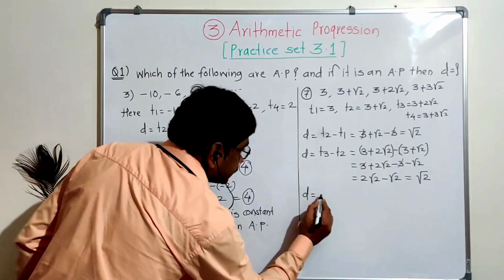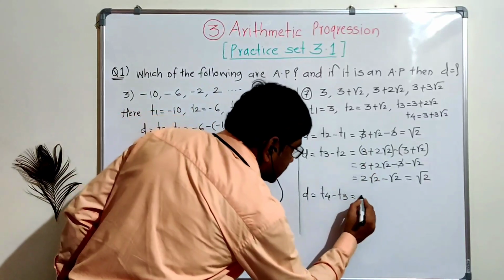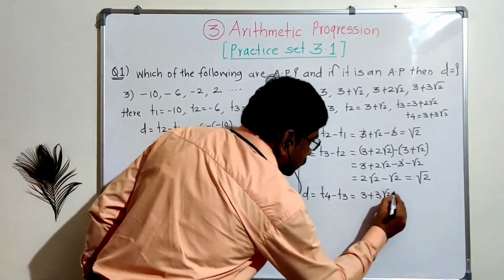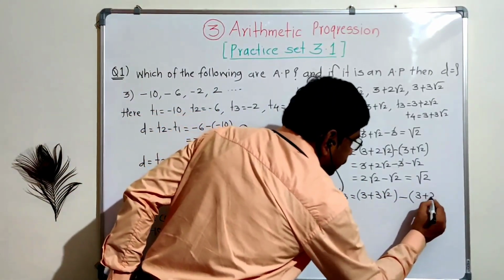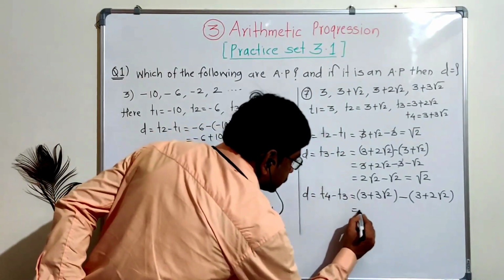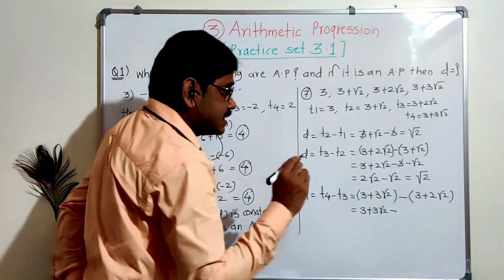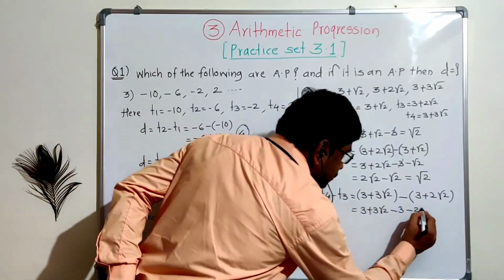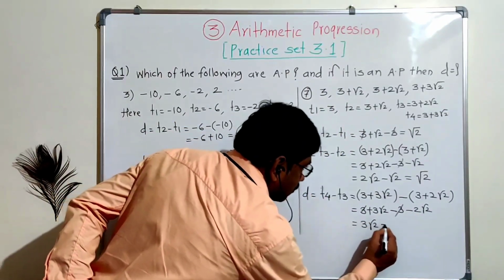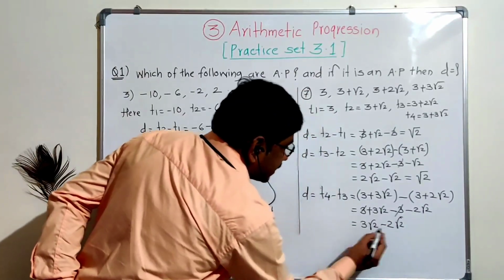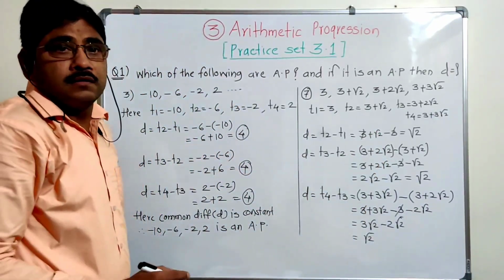Now third term T4 minus T3. T4 is 3 plus 3 root 2 and minus this T3 is 3 plus 2 root 2. Open the bracket. 3 plus 3 root 2 minus sign. If minus sign, change the sign. Minus 3 and minus 2 root 2. This gets cancelled. So here again we get 3 root 2 minus 2 root 2. So 3 minus 2 is root 2. So here everywhere the difference is constant.